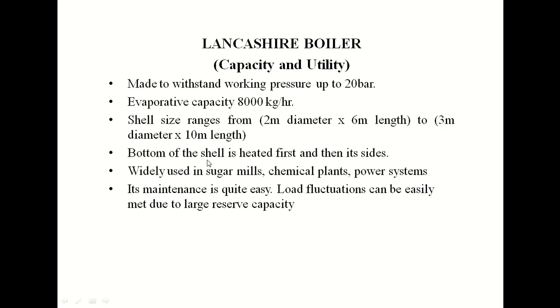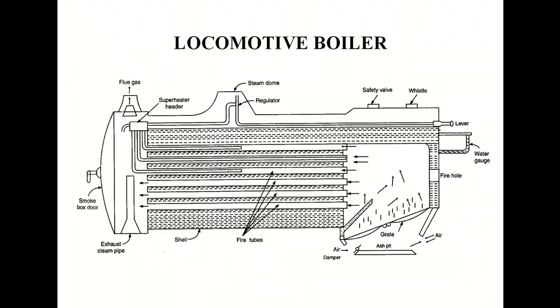The bottom of the shell is heated first and then its sides. While used in sugar mills, chemical plants and power systems, its maintenance is quite easy. Local load fluctuations can be easily handled due to large reserve capacity. So this is about the Lancashire boiler. Now we'll see the locomotive boiler.